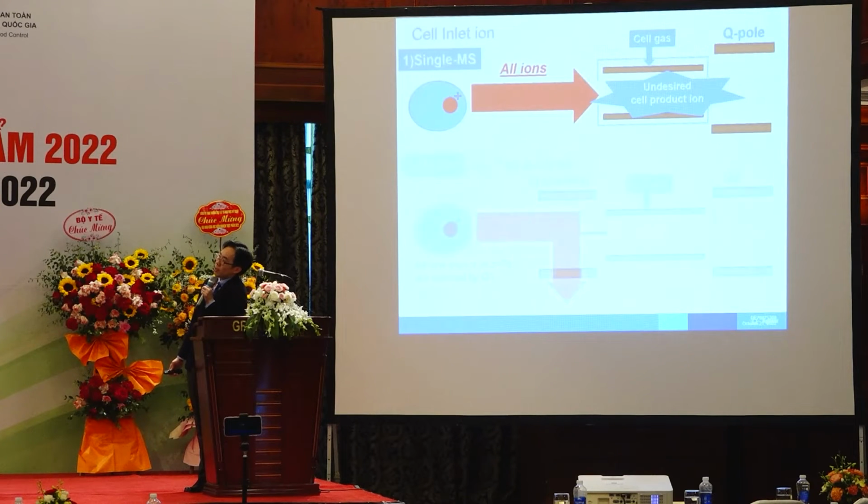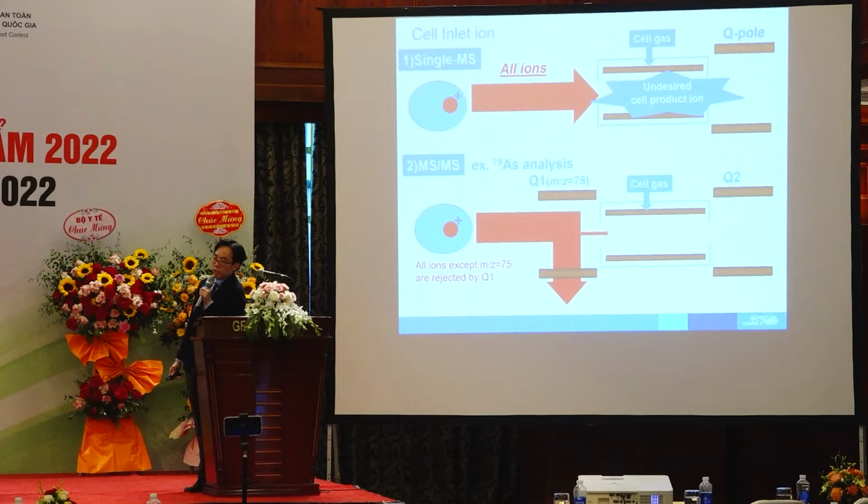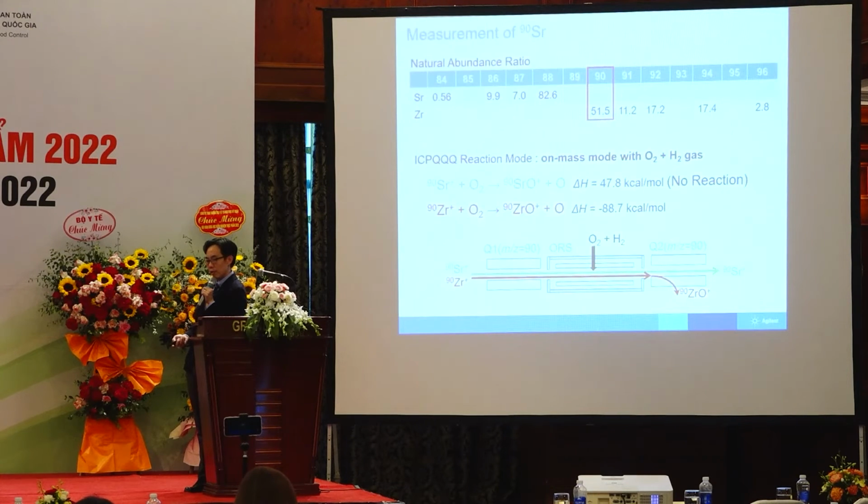For radioisotope analysis, it's difficult to run on a single quad ICP-MS, because all these radioisotopes have isobars. So MS/MS, or triple quad, would be a better type of instrument to run this type of analysis. Let me show you some examples.